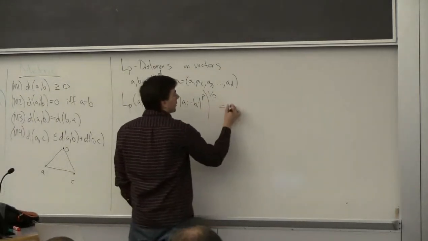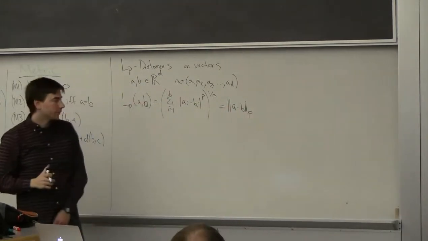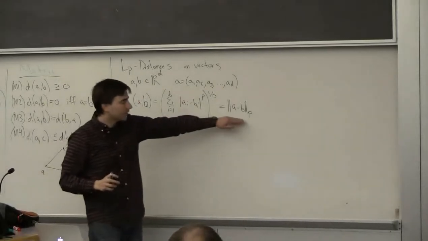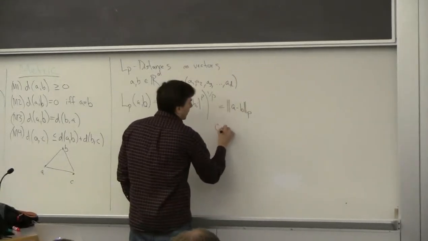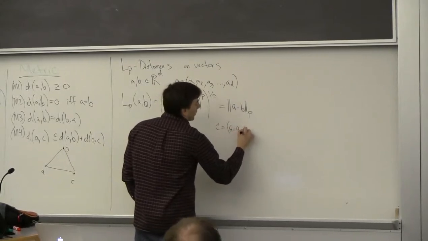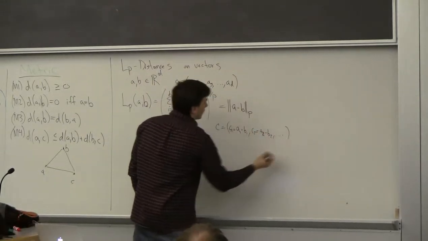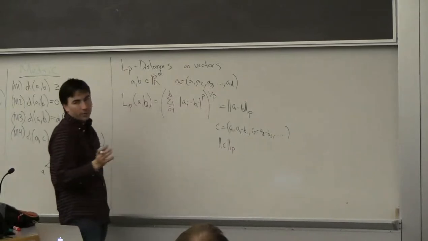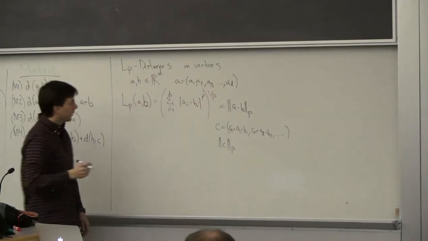And sometimes you write this as just the norm of A minus B, with subscript P. So if this is the L2 distance, then this is the 2 norm. This notation is actually the norm notation of a single vector. So you can define a vector C, where C1 is equal to A1 minus B1, C2 is equal to A2 minus B2, and so on. Then this notation is just the P norm of this vector C, which is essentially measuring the distance of the vector C from 0. Okay.